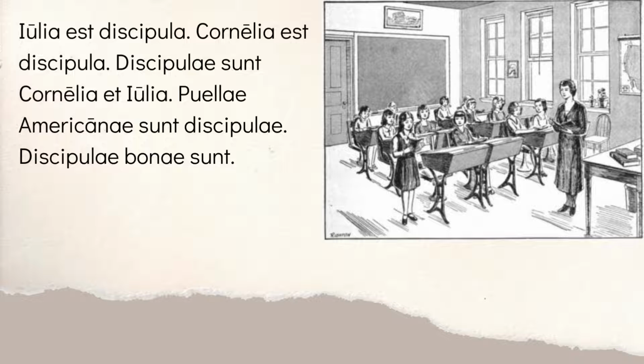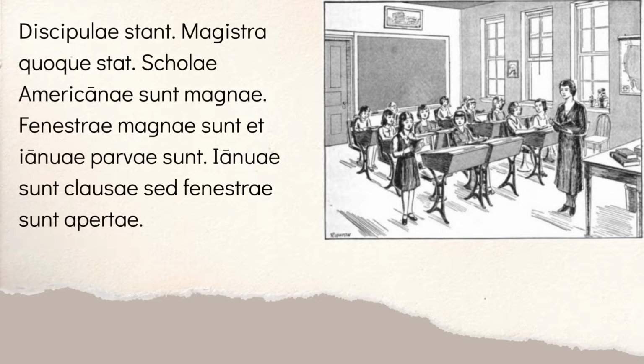Very straightforward. Then we have discipulae bonae sunt. Again, plural. So the students, the discipulae, are good, bonae, or you could even translate it, they are good students. And again, if you think back to Schola Americana 1, the first story in this chapter, it mentioned that they are both good students. So now we continue on.